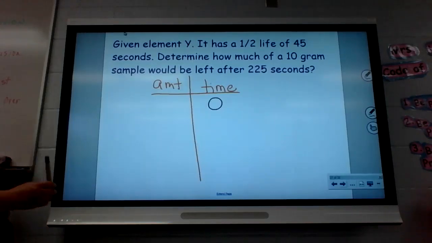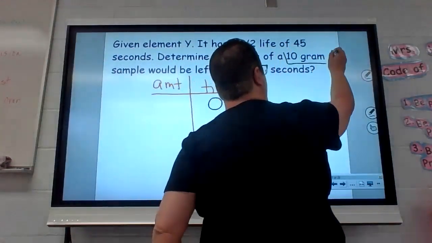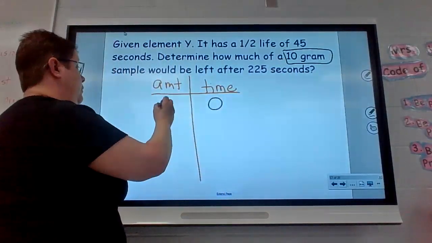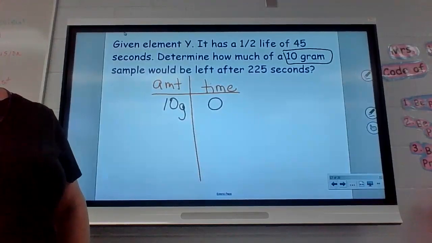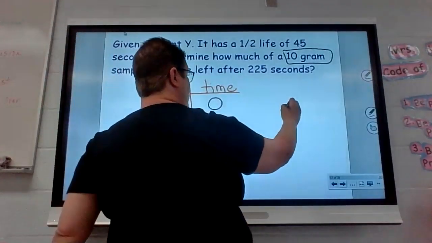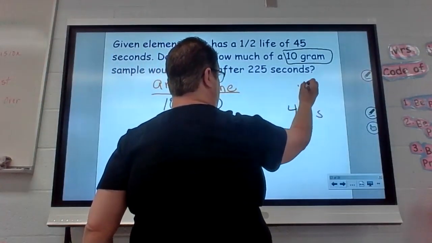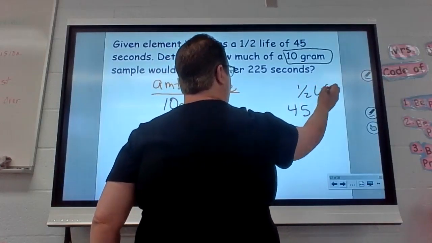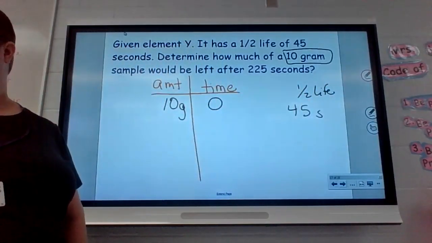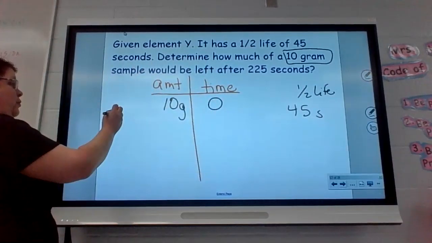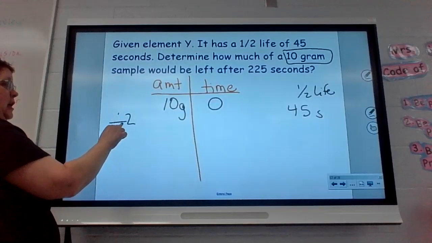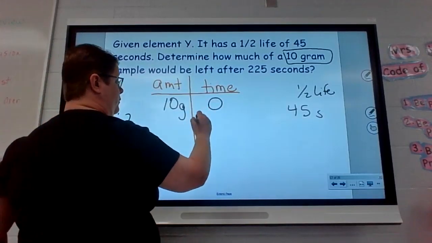See how it says 10 grams right here? That tells us our amount. You with me? All right, what's my half-life? 45. Okay, so the half-life is 45 seconds. Everybody with us? So the half-life we add on this side, we divide by 2 over here. So we're going to add 45.